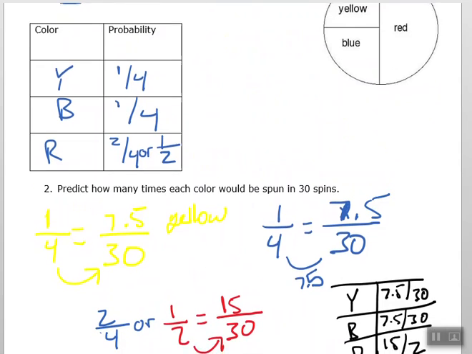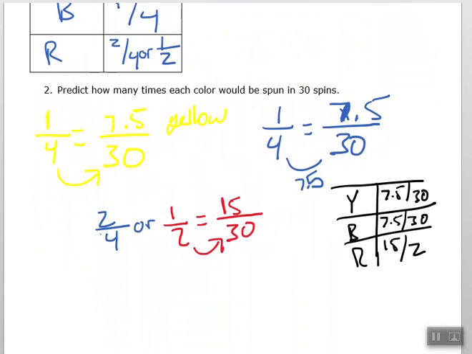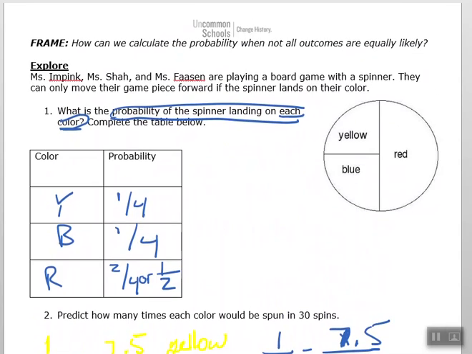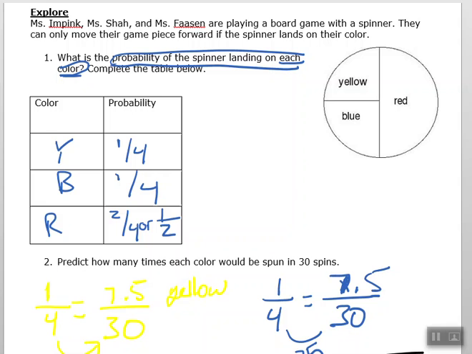Oh, this isn't on this page. But here's my question. Is this a fair game? If Ms. Impink, Ms. Shah, and Ms. Fossen are playing this board game together, is it fair? Or is somebody going to have an advantage?